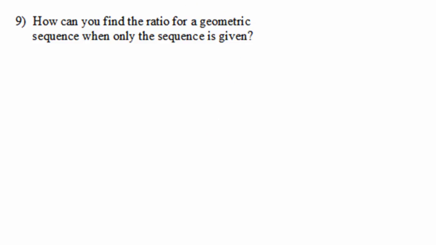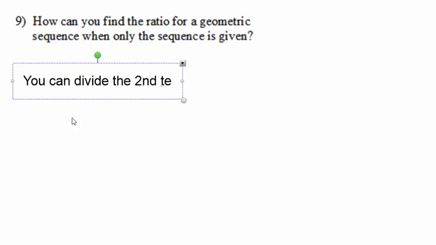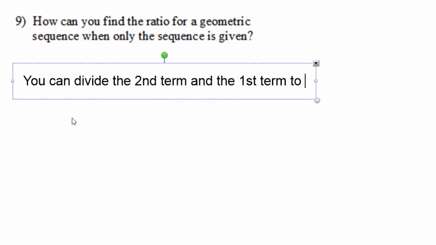Number 9, we want to tell how you can find the ratio for a geometric sequence when only the sequence is given. Well, that's actually what we just did on number 8. You can divide the second term and the first term to get the ratio or the common ratio. But anytime you have a sequence and it doesn't tell you what r is, that's how we would figure it out.